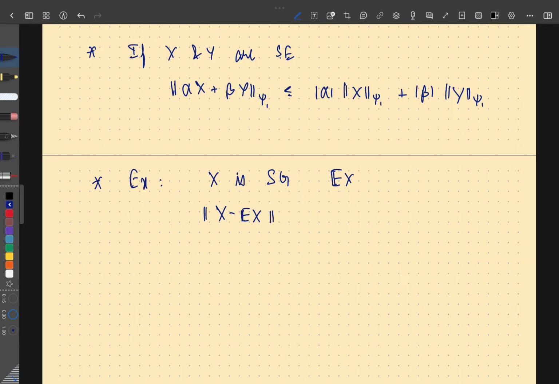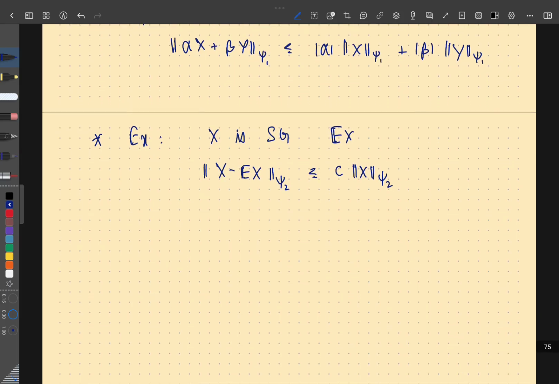But what you can show is that the subgaussian norm of x minus the expectation of x can be upper bounded by some universal constant times the subgaussian norm of x. Okay, so I leave this as an exercise.